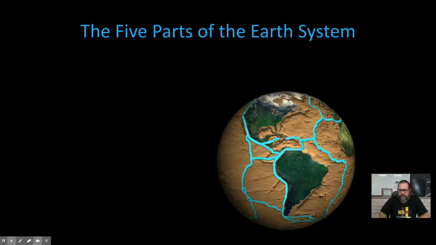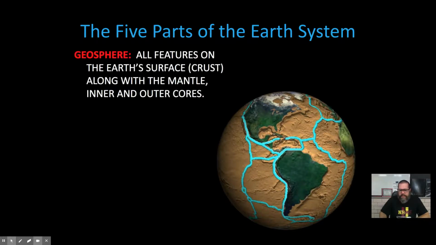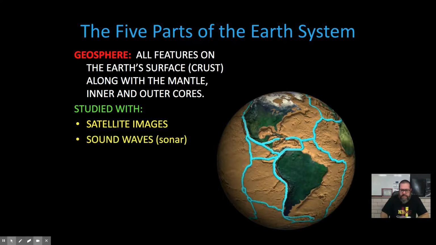The next part of the Earth system is the geosphere. Geo is a Greek prefix meaning land. So this is all features on the Earth's surface, which is the crust, and inside of the Earth, along with the mantle, the inner and outer cores. The geosphere is all that. All right. How do we study the geosphere? Well, we study it with satellite images. Sound waves or sonar can be used to map the geosphere under the oceans.